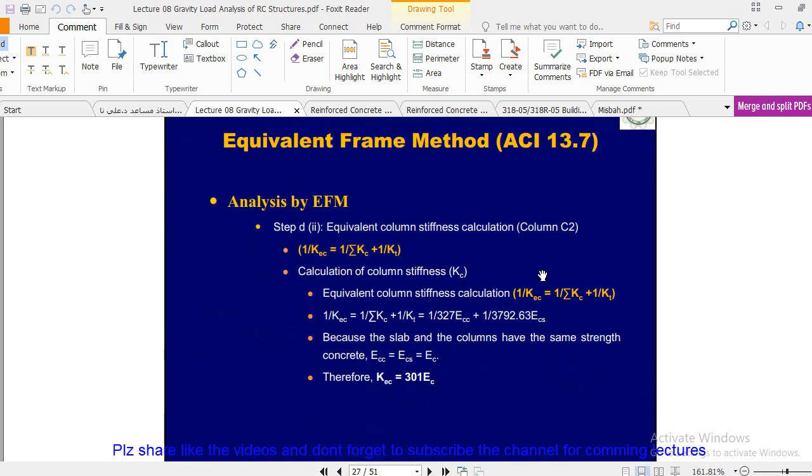Similarly, now Kc for the C2 column. So for C2 you see Kc, this is very important, that Kt is different for C2 and C1. That's why basically it changes Kec for C1 and C2. Clear? So you just need to pick out the values. Remember, Ecs is the modulus of elasticity of the column and Ecs for the slab. All these concrete strengths are the same, that's why we have only one value, that is Ec.